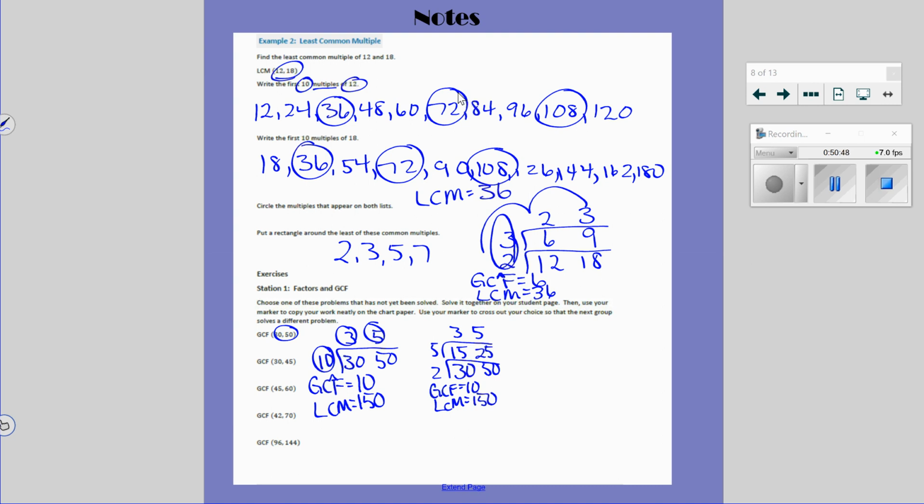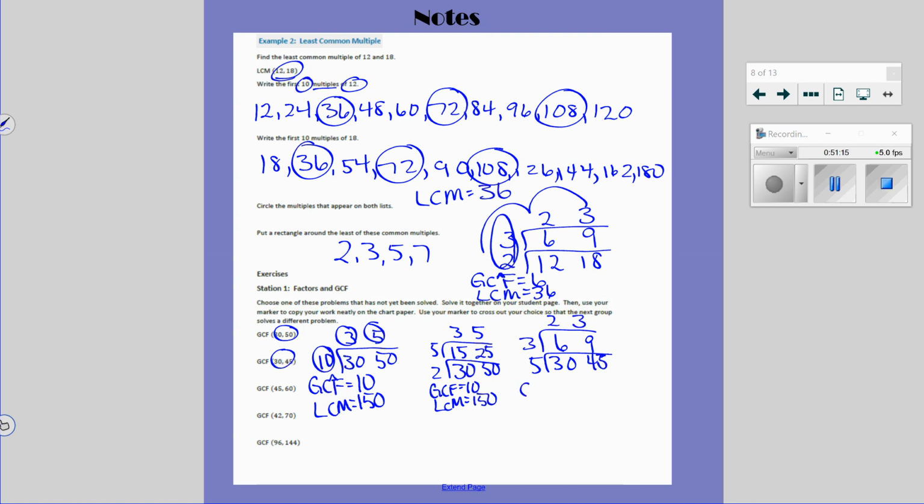Okay? Let's look at our next one, 30 and 45. So 30 and 45, what will go into both? Can I divide them both by 2? No, by 3? By 5? Okay, someone said 5. So I put a 5 out here, it gives me a 6 and a 9. 6 and 9, what can I divide those by? 3. Gives me a 2 and a 3.